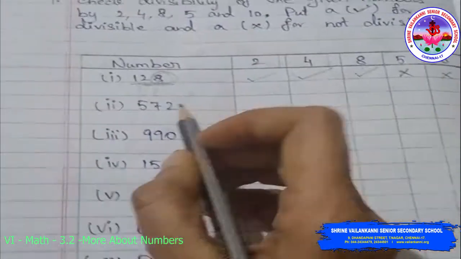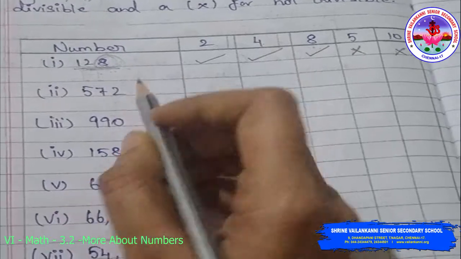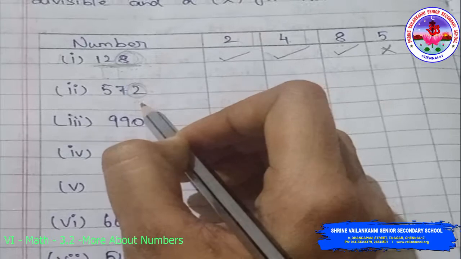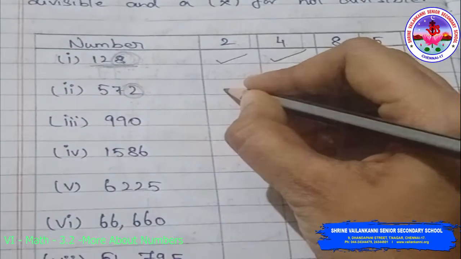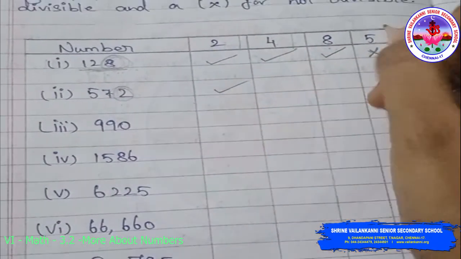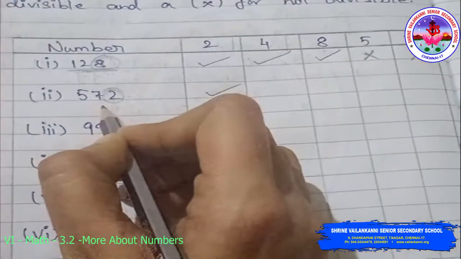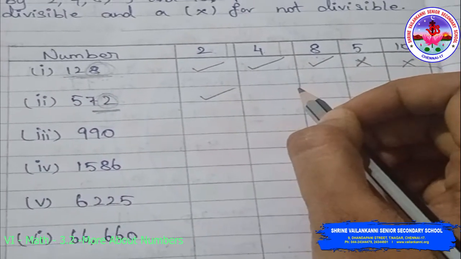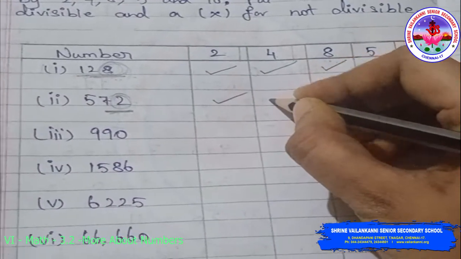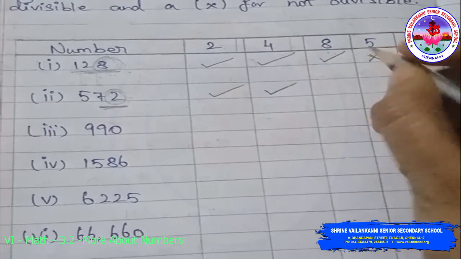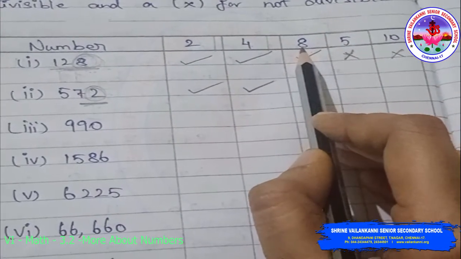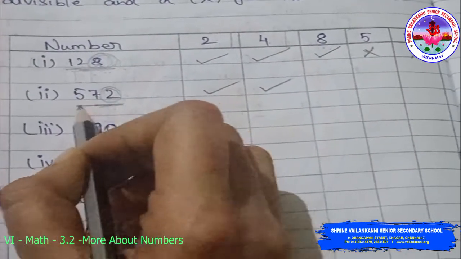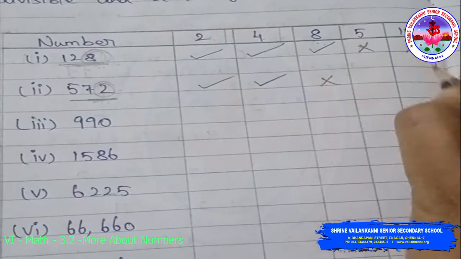The second question. 572. Check divisible by 2. The last digit is an even number, so it is divisible by 2. Next, divisible by 4. Check the last 2 digits, 72. 72 is divisible by 4, 18 times, so it is divisible by 4. For 8, check 572, overall 3 digits, it is not divisible.